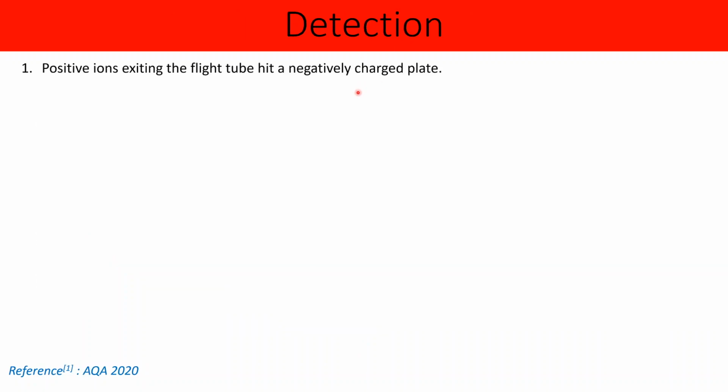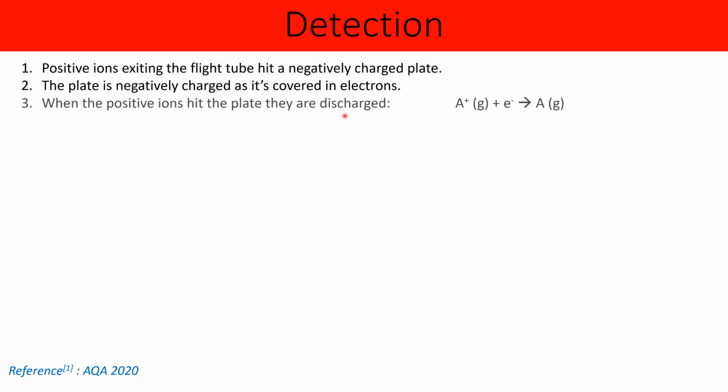Okay, let's have a look at the detector now. So the detector is a completely separate negatively charged plate. And the reason it's negatively charged is it's covered in electrons. And when the positively charged ions of your sample hit that negatively charged plate, they're going to be discharged. In other words, you had positively charged ions of a sample, but they're going to gain an electron. And by gaining that electron, they get discharged.